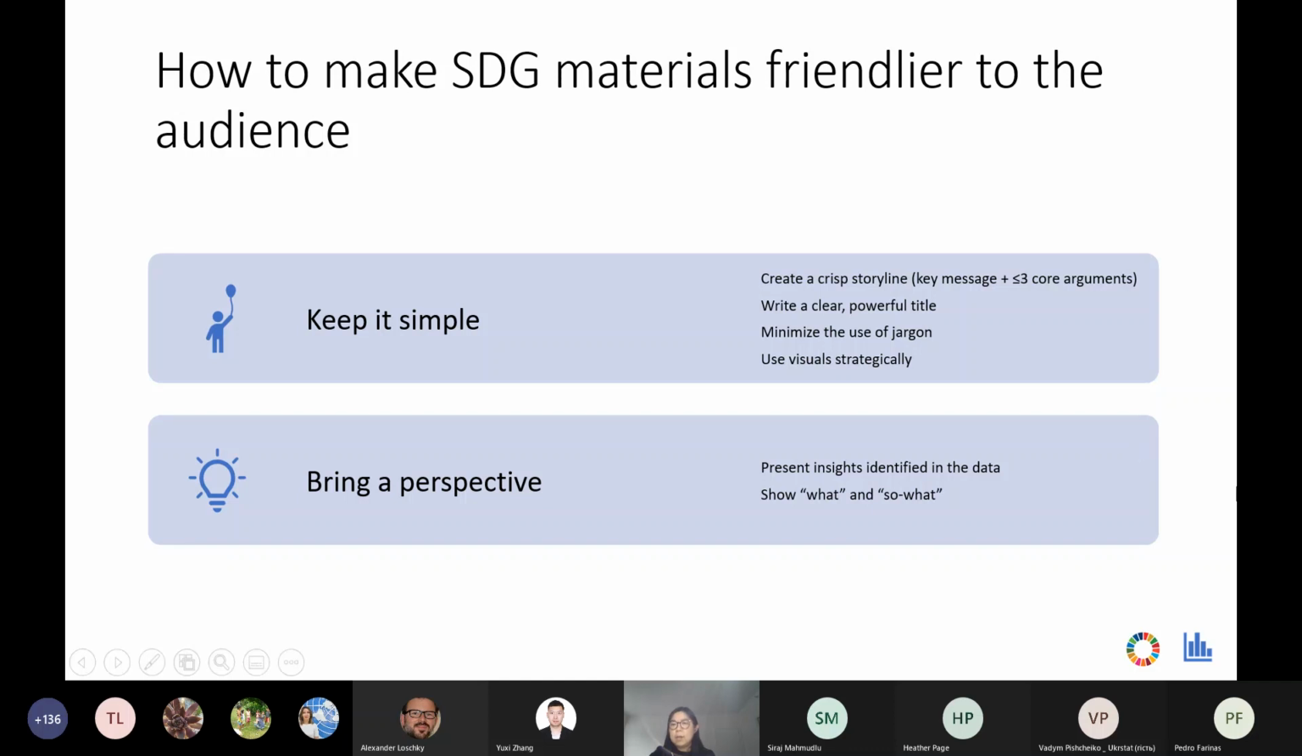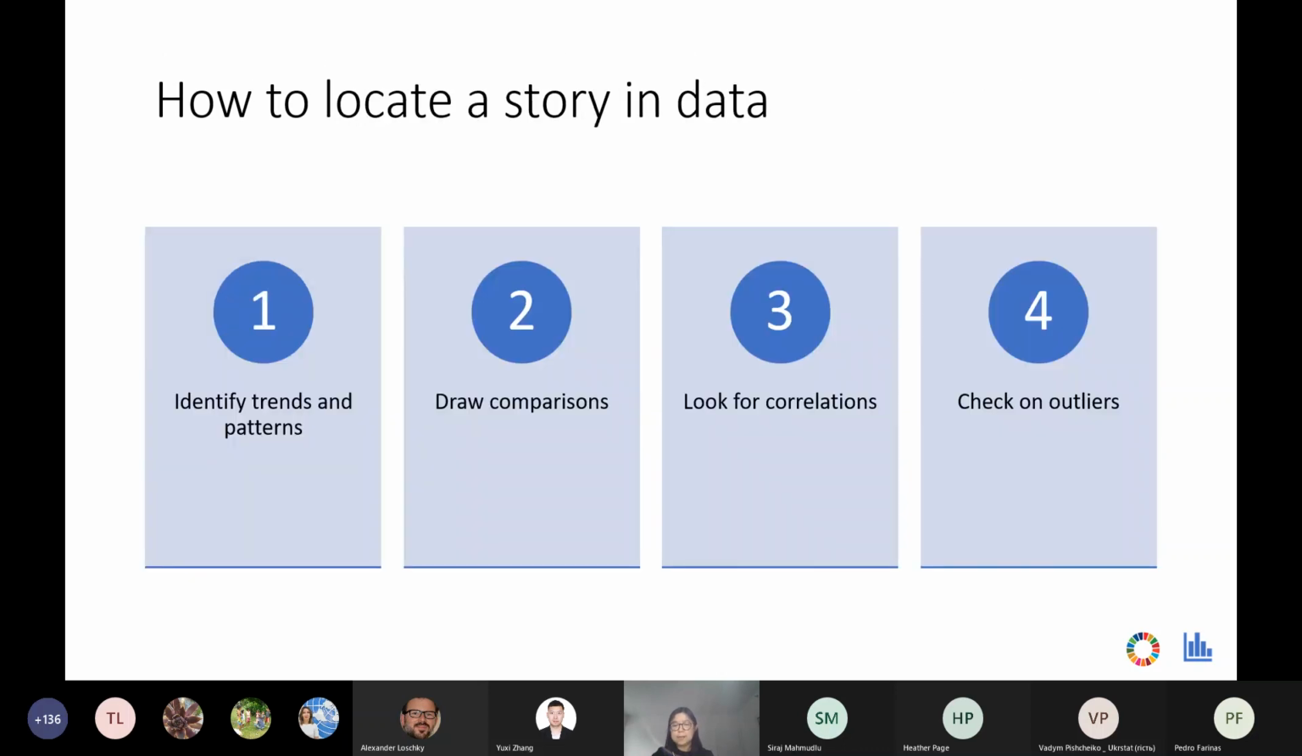You need a clear, powerful title. You need to try to minimize the use of jargon and some difficult words to make it as accessible to your audience or audiences as possible. And you also need to use visuals strategically. And another golden rule is bring a perspective. Please don't show only the results of the analysis, but also explain, bring out the meanings for your audience. Now let's quickly explore all these rules and components one by one.